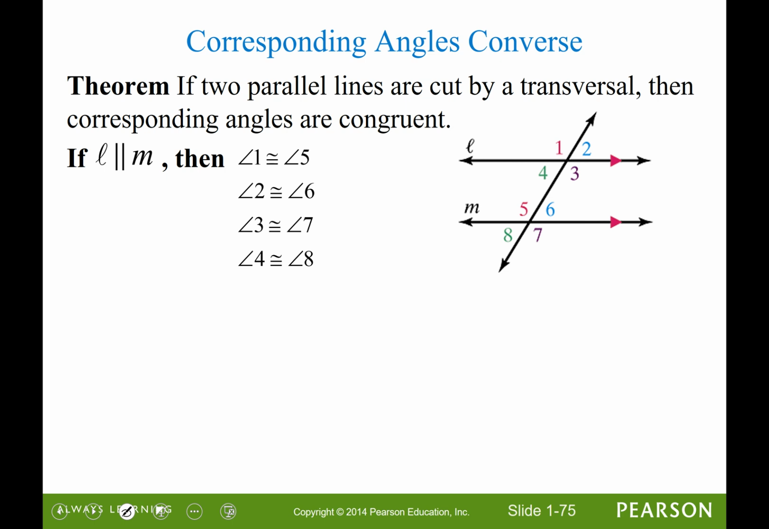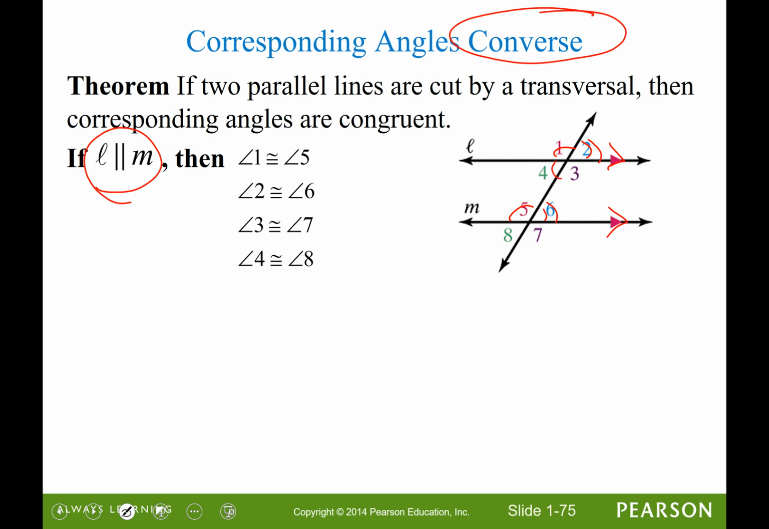Corresponding angles converse, okay? All the converses start with if the lines are already parallel. So if this geometric code is here, then you can conclude that the corresponding angles are congruent. So corresponding, anything in the same spot. So 1 and 5 are congruent. They're both red. 2 and 6 are in the same spot. Those are congruent angles. 4 and 8 are congruent.